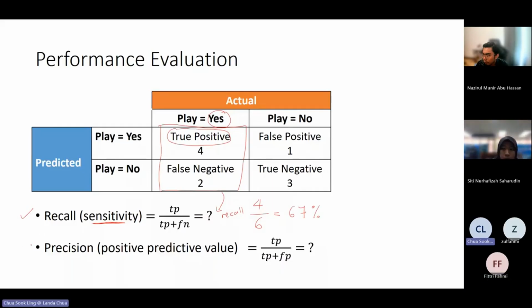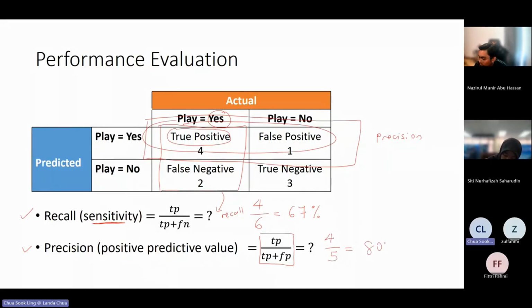The second measurement is precision, or some will call it positive predictive value. How to calculate this? Given this formula, we are going to take the true positive divided by true positives and false positives. This is the precision. And what this precision is about, of all these instances that are predicted as positive, how many were actually positive? So this one, if we calculate it, 4 out of 5. If you convert this into percentage, it's 80%.